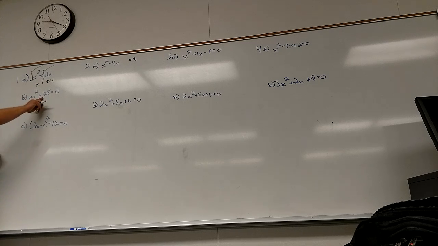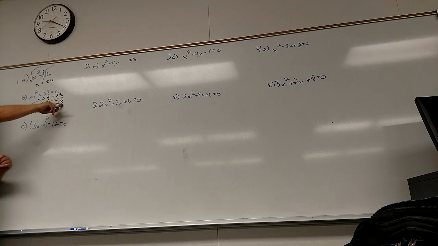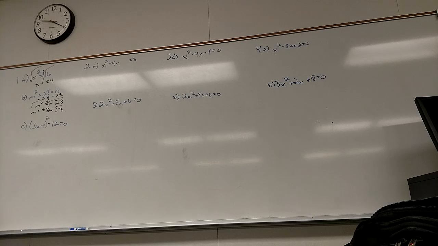How do I do this one? Yeah, make it look like the first one. And then I take square root, plus or minus. So I get m equals plus or minus the square root of 4 times 7, right? For 28. Square root of 4 is 2. Square root of negative is i. And then the 7 is left inside. How are we doing so far? Those two should not be difficult.